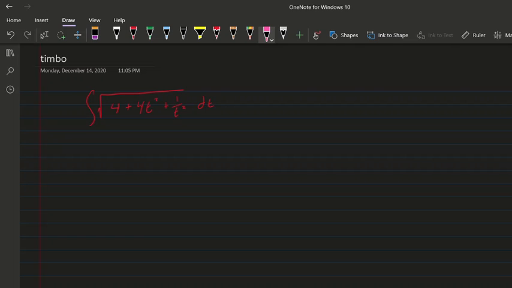So this is the integral of the square root of 4 plus 4t squared plus 1/2 t squared. And this might seem like a difficult problem, but it really is all about simplification. So let's just go ahead and get started. So I'm just going to simplify the inside of the square root over here.